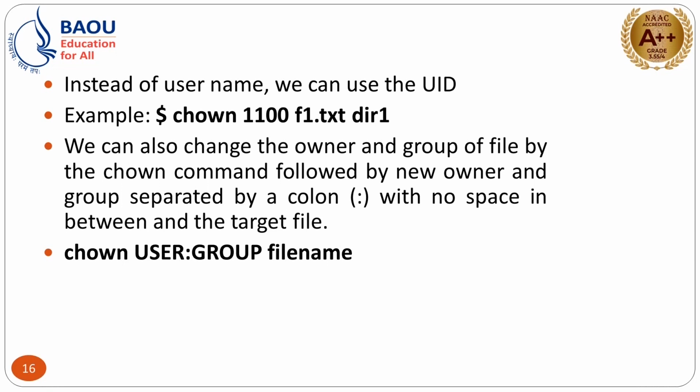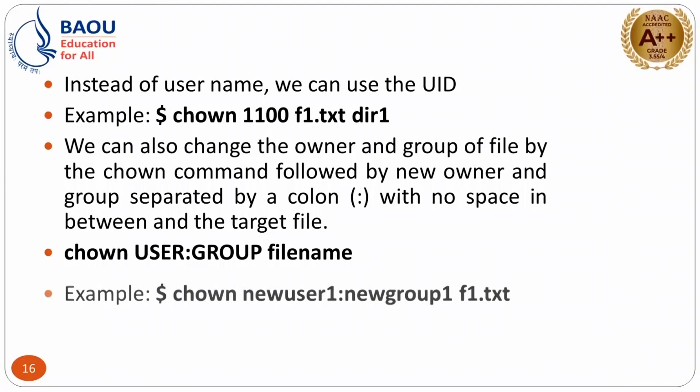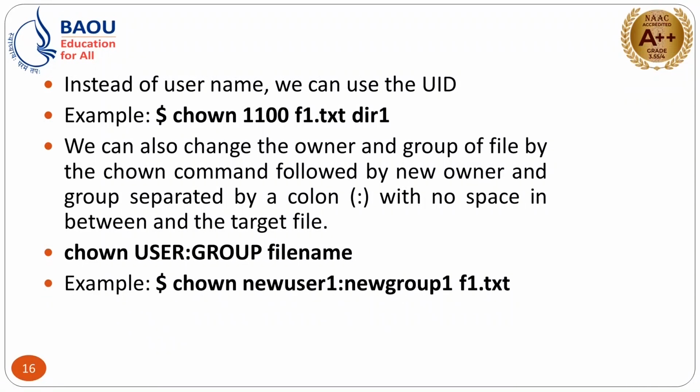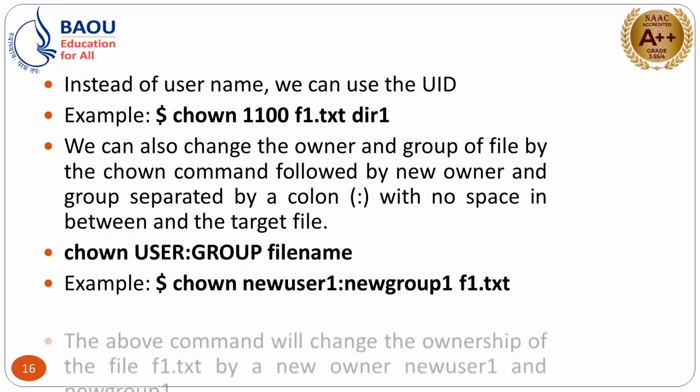If you want to change the user as well as the group with the chown command, you can use it in the same command. Both are separated by the colon. You can see the example: chown is the command, new user 1 is my username, colon, new group 1, that means I would also like to change the group name. I can use that group name here, and then the particular file. So after execution of this command, for f1.txt the user, or you can say the owner, will be changed to new user 1, as well as the group, and the group name is new group 1.